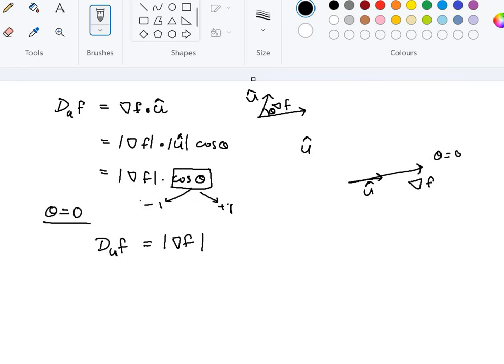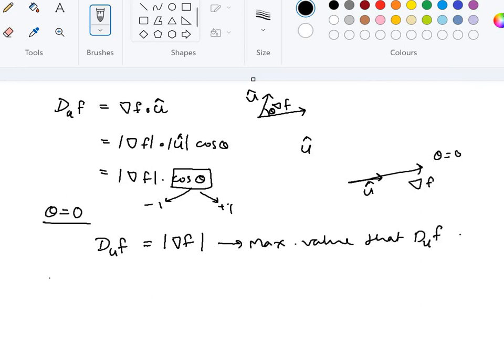Okay, so when du cap f becomes of maximum value, that happens when cos theta is equal to 1 or theta equal to 0. So when theta equal to 0, du cap f is equal to mod del f, which is the maximum value that du cap f can assume.